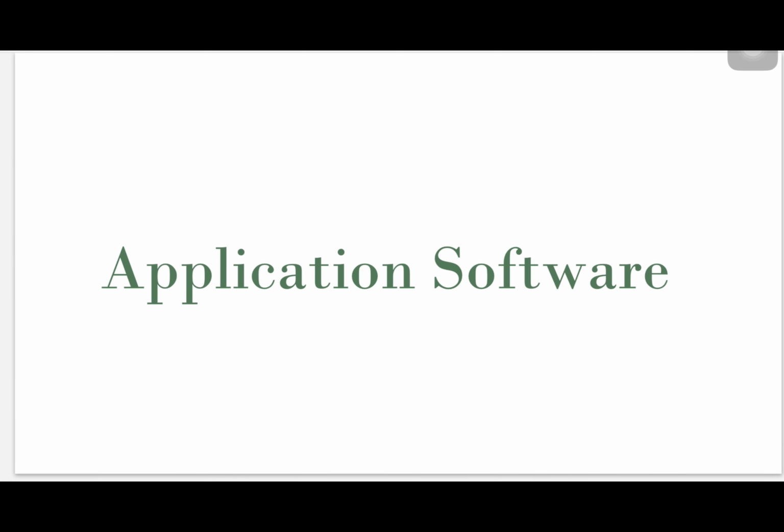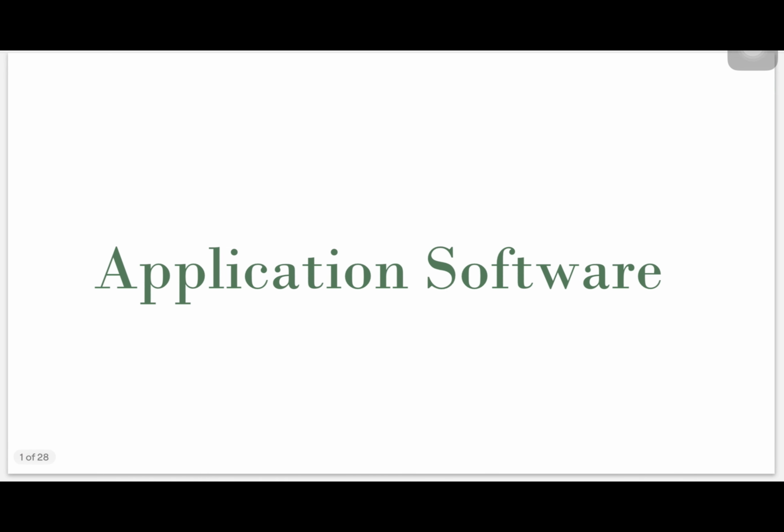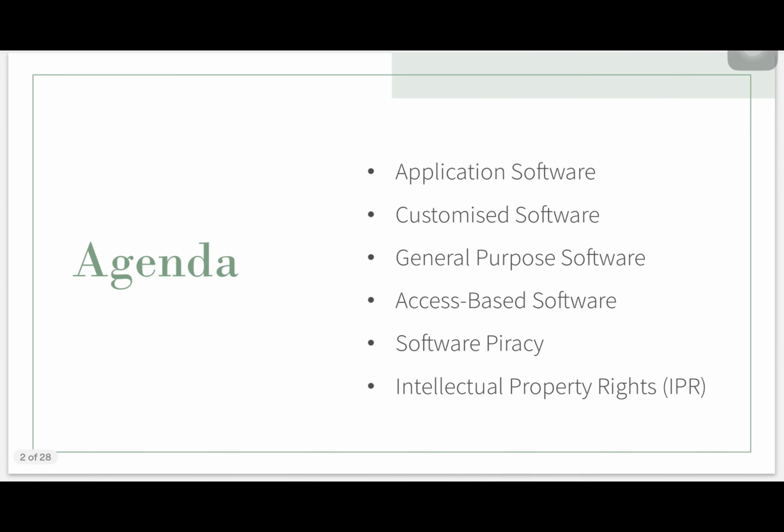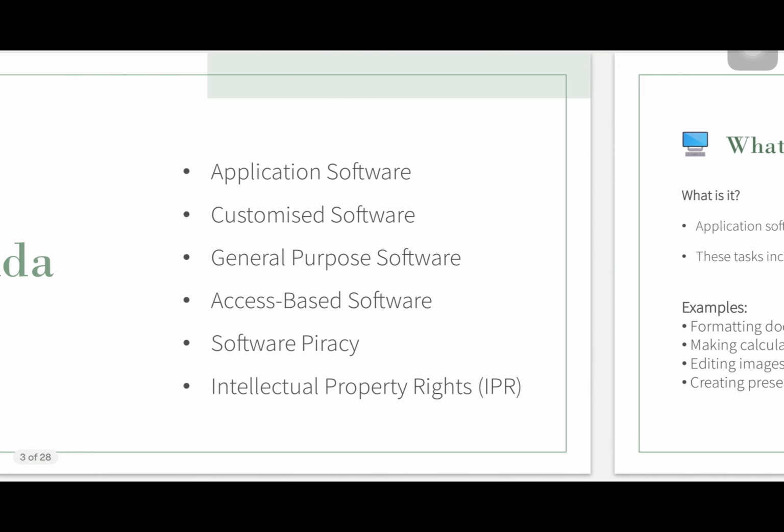Hello students. Today we are going to see application software. Means basically what are the application softwares. See, today's our agenda is to learn application softwares, customized software, general purpose softwares, access based software, software privacy and intellectual property rights, means IPR. We will learn today these 6 points.